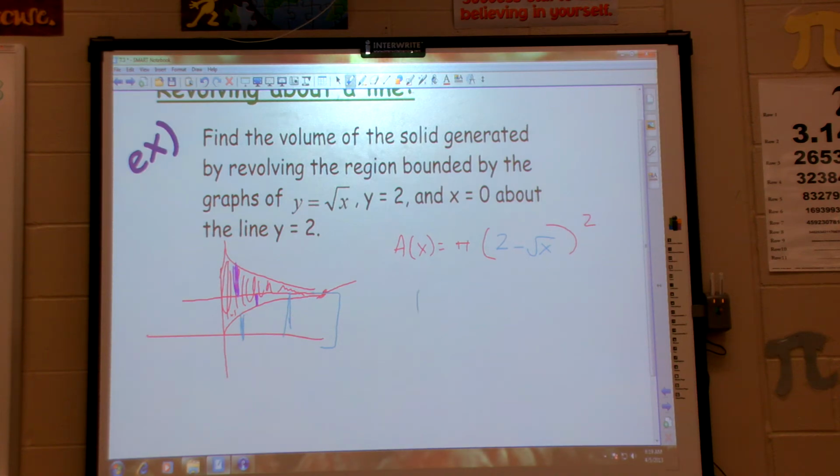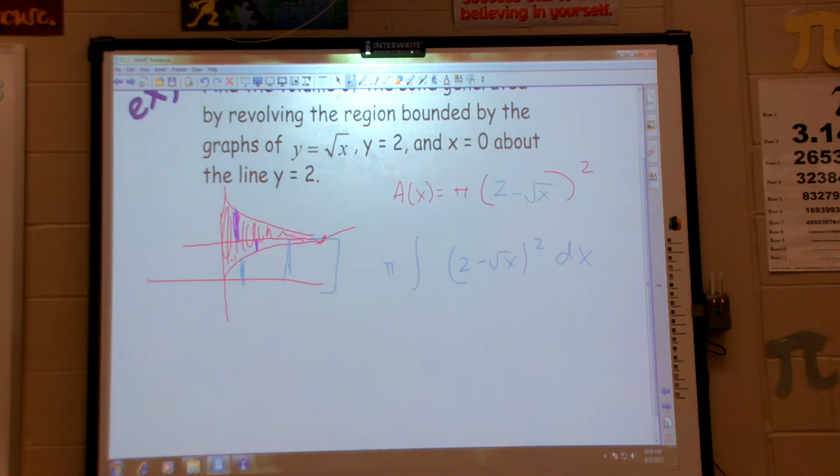Okay, so here I'm going to pull out the pi. I'll get my bounds in a second. I have 2 minus square root of x, squared. Now to find the bounds, I need to find where they meet. We obviously know this one's 0. The other one, I have square root of x equals y. And I also know y is 2, so plug it in. X is going to be 4.